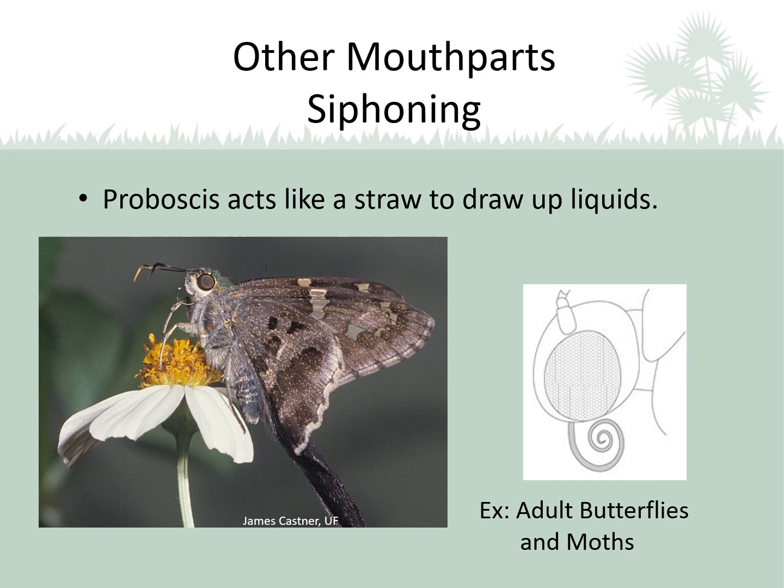Some insects have different mouth parts that can be used for siphoning, like the proboscis of a moth or a butterfly. It acts like a straw to draw up liquids. Curled up, we see it here. Straight, we see it here.